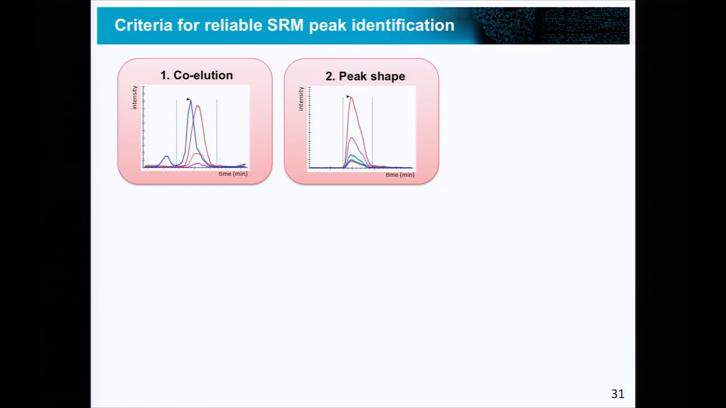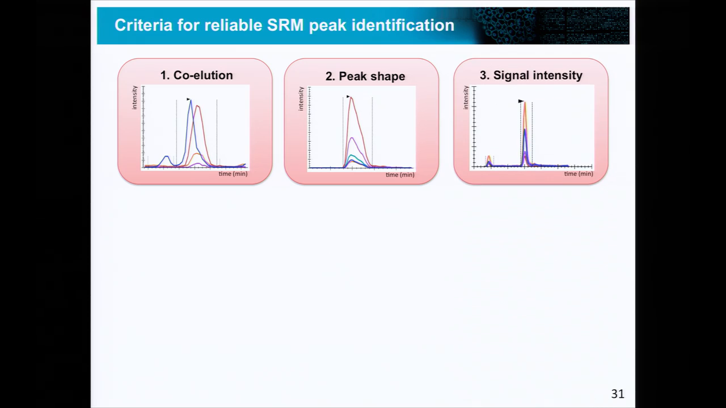So if you measure transitions of the same peptide, they also should have exactly the same peak shape. So in SRM, if you have traces like this, where you have a weird non-Gaussian peak shape, this is even more reassuring for you that all of those transitions shown here are coming from the same peptide. And then there is the third criterion, and that's signal intensity.